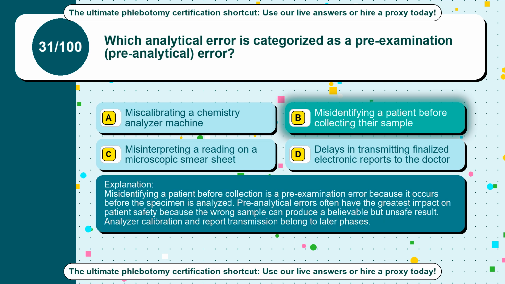Misidentifying a patient before collection is a pre-examination error because it occurs before the specimen is analyzed. Pre-analytical errors often have the greatest impact on patient safety because the wrong sample can produce a believable but unsafe result. Analyzer calibration and report transmission belong to later phases.